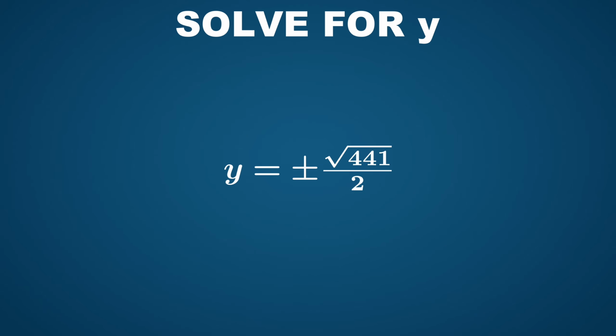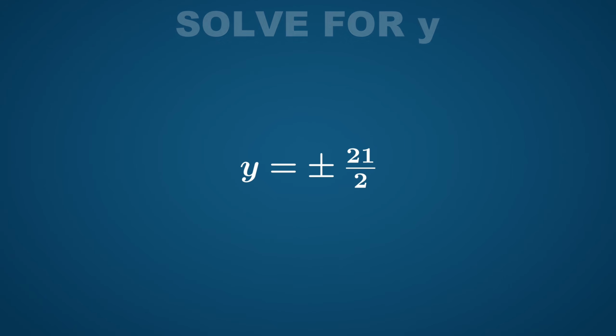Now we need the square root of 441. We already know that 20 squared is exactly 400. Our target number ends in a 1, so the square root might end in a 1 or a 9. Let us test 21 times 21. 20 times 21 is 420 plus another 21. This makes exactly 441, just as we wanted. So the square root of the numerator is 21. This means our y values are positive and negative 21 halves.